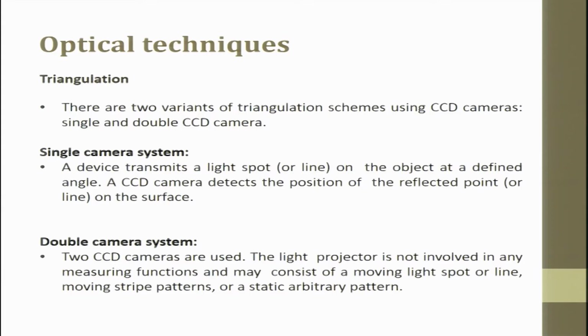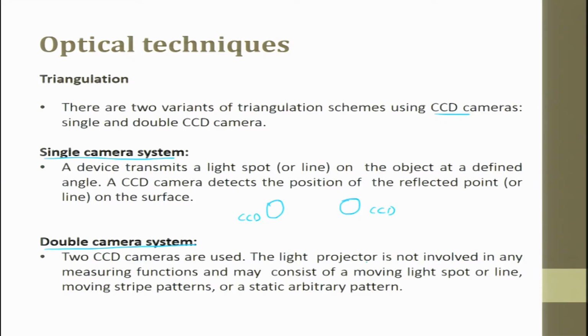There are two variants of triangulation schemes used in CCD cameras: single and double CCD camera. A device transmits a light spot on the object at a defined angle. A CCD camera detects the position of the reflected point on the surface. So, that is a single camera system. What I have drawn is a single camera system. You can also use a double camera system. Two CCD cameras are used, one CCD camera, another CCD camera.